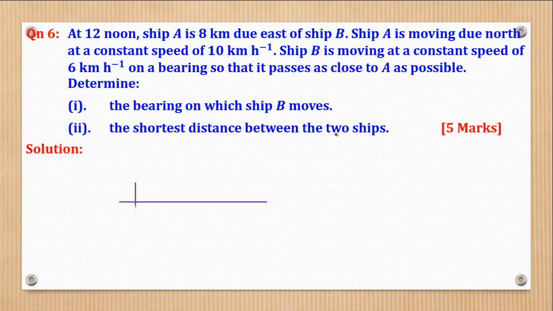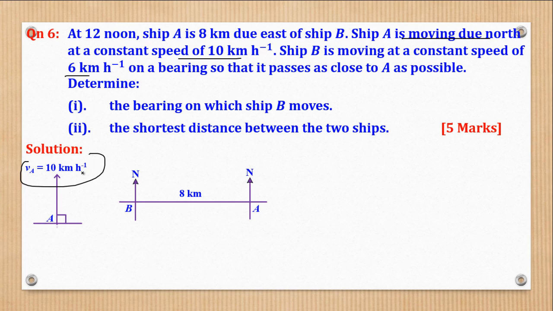So here I shall need to make a sketch. First, locate the initial positions of A and B. They told us that A is 8 kilometers due east of B. So if B is here, east of B, you reach A after 8 kilometers. Then from there, they told us ship A is moving due north at 10 kilometers per hour, which is that. So when I reverse it, I'll come up with that.